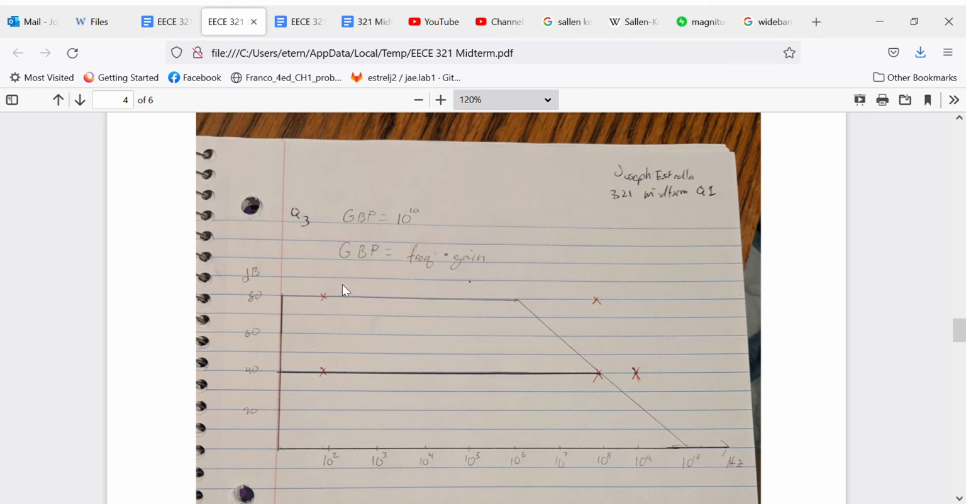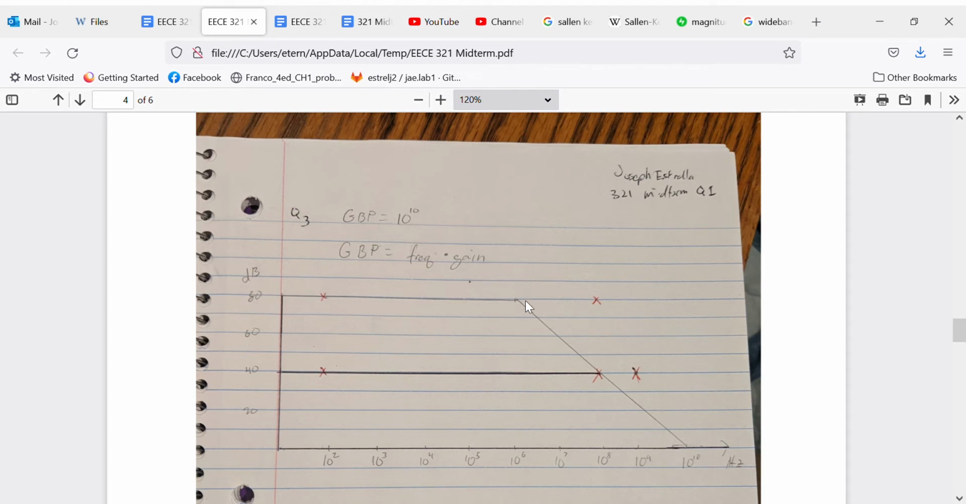This is going to be the answer to question 3 for the 321 midterm. So we're supposed to explain the concept of widebanding using a Bode plot. Imagine we were doing something with a signal and we wanted a constant gain and a bandwidth of 0 to 10 to the 6th hertz.